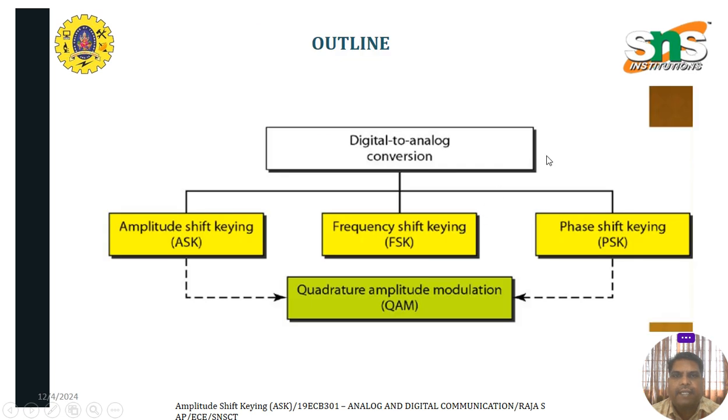These are the main classifications of digital to analog conversion. Based on the methodology of working, digital to analog conversions are classified into three main types. One is amplitude shift keying, the second is frequency shift keying, and the third is phase shift keying. The combination of amplitude shift keying and phase shift keying is called quadrature amplitude modulation. Now we can see individually how ASK works, and how it is generated, transmitted and received.